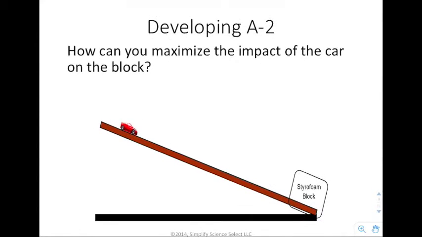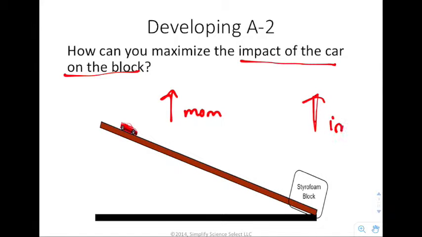How can you maximize the impact of the car on the block? Well, there's several different things you can do. You're trying to maximize the impact. And remember, momentum is mass in motion. It's a product of mass and velocity and results directly in a higher impact. So the more momentum, the greater the impact. So the way that I can increase the momentum of this car is I need to increase its mass and I need to increase its velocity.